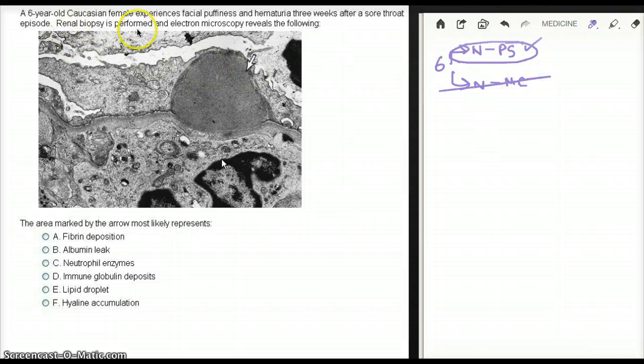Now, renal biopsy is performed and electron microscopy reveals the following. Now, they want us to find out what this substance is. And this is electron microscopy. See, the thing is, I don't have to look at the options. I already know what we see in electron microscopy. Under electron microscopy, we are going to see subepithelial deposits. We already discussed this in the other question. We're going to see subepithelial deposits.